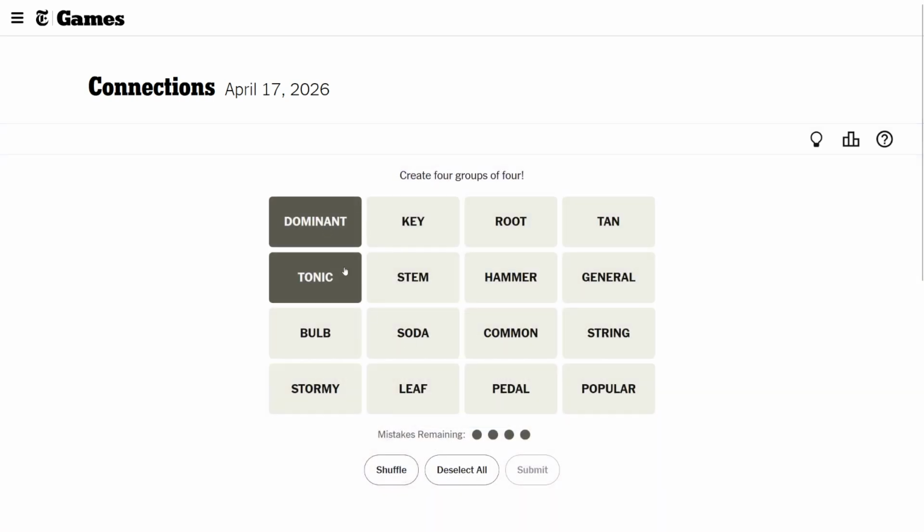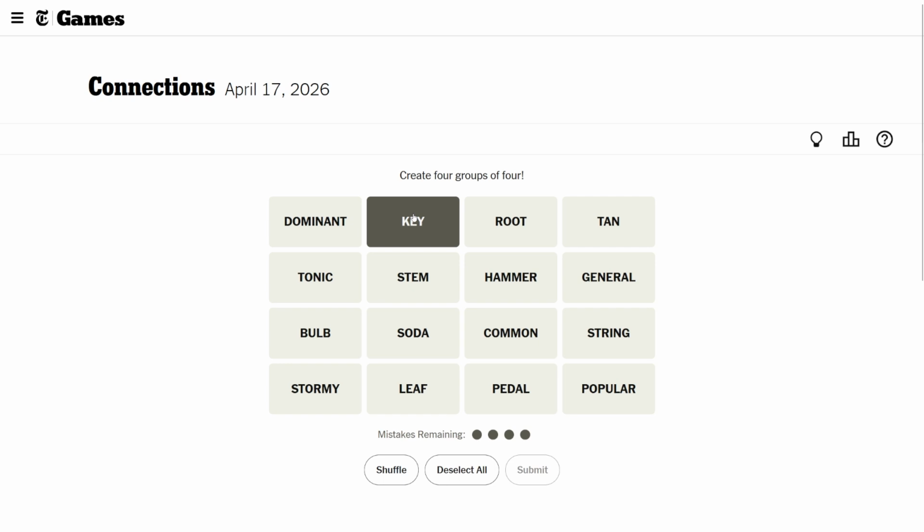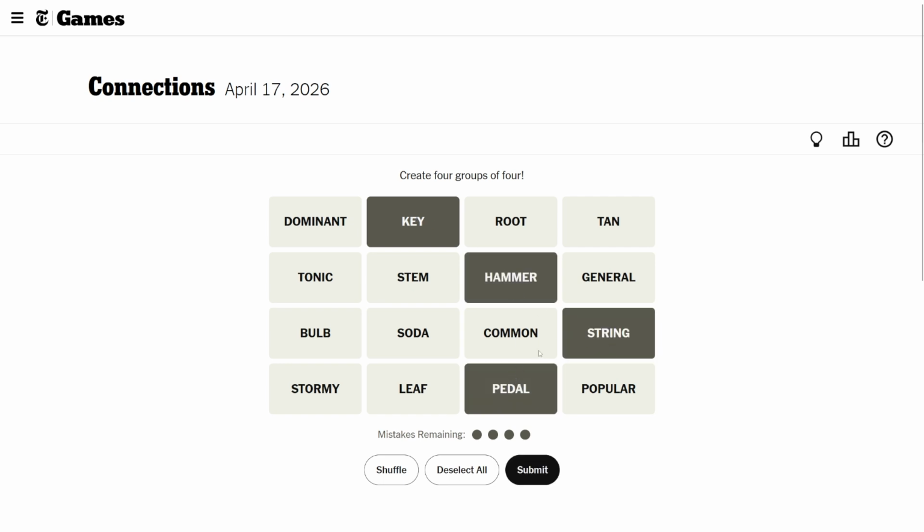Okay, dominant, tonic, root, and that's all I see, but these are notes in a chord. Root and tonic, I think, are the same thing. And I don't see another one, so this might not be anything. But a key and a pedal and a hammer and a string are part of a piano, perhaps. Okay, not sure about that.